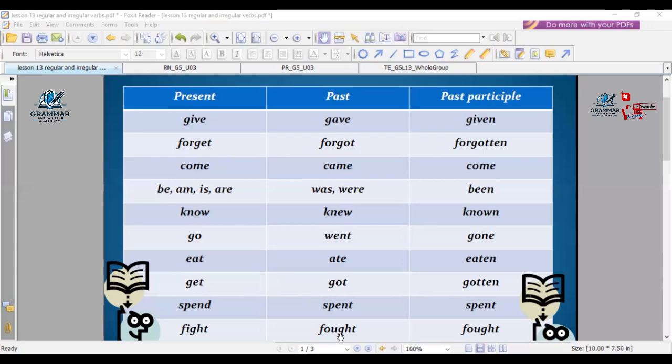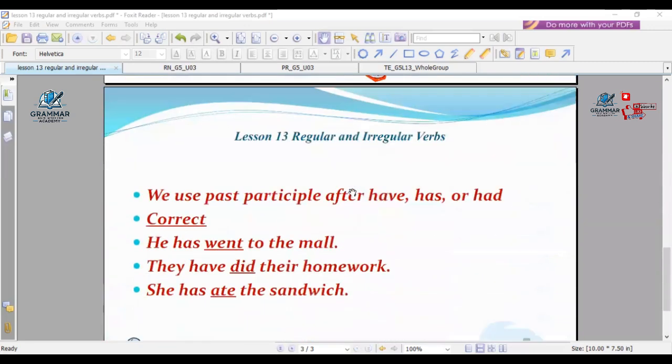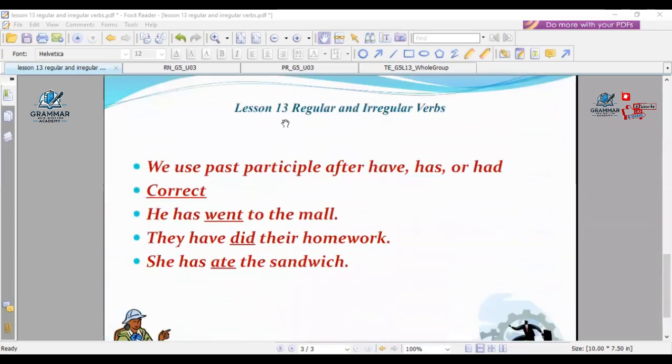Moving to another one, and this time, Mu'taz. Can you see the screen? Yes, I see it now. Okay, read for us please this part. We use the past participle after have, has, or had. Correct. So after have, has, had, we have to use the past participle, the third form.